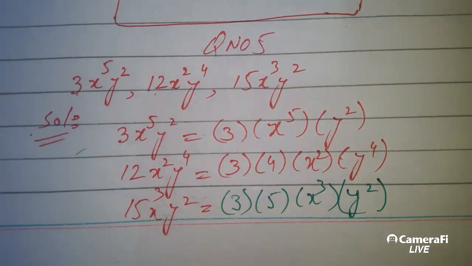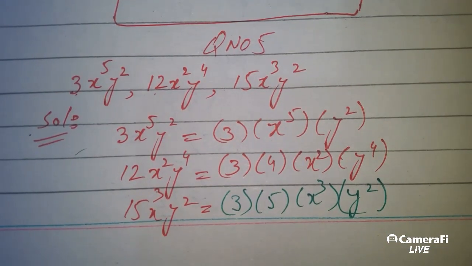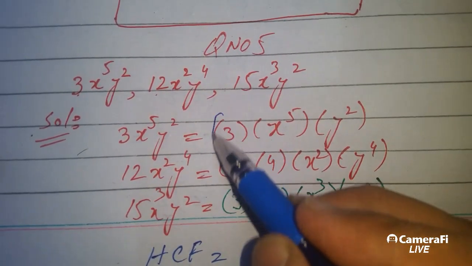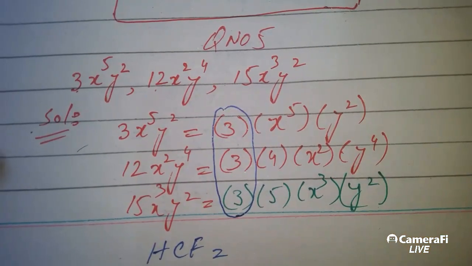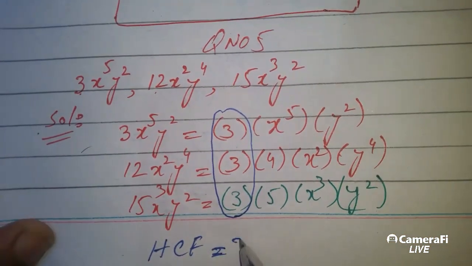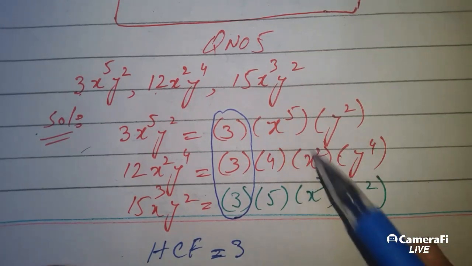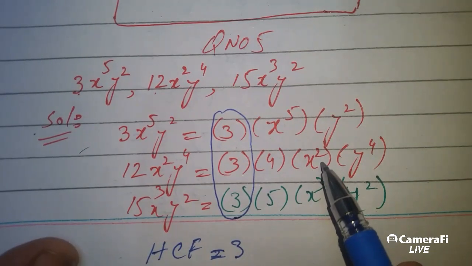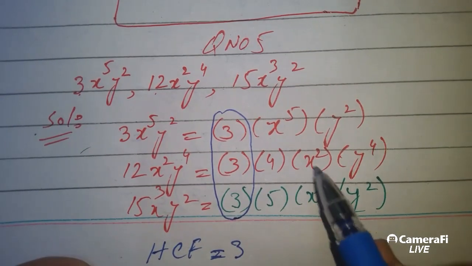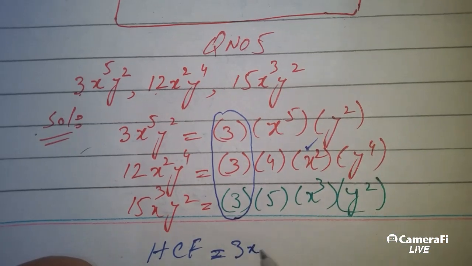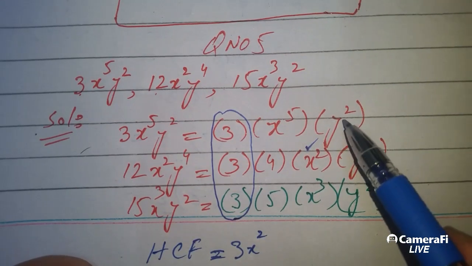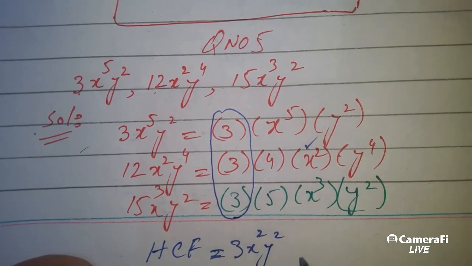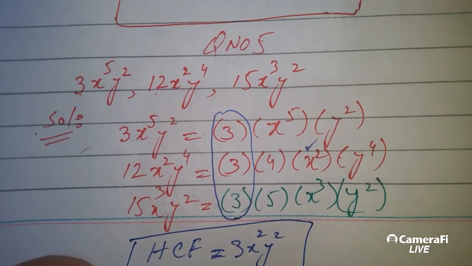Again I want to just find the HCF. So the HCF is the common factors. Here you can see 3 is common, so 3 can be taken as a common factor. Then the smallest power of x: here x is raised to power 5, here x is raised to power 2, then x is raised to power 3. So x raised to power 2 is smallest, it will be taken as a common factor. y raised to power 2, 4 and 2, so y raised to power 2 is a common factor. So this is the answer to the problem.